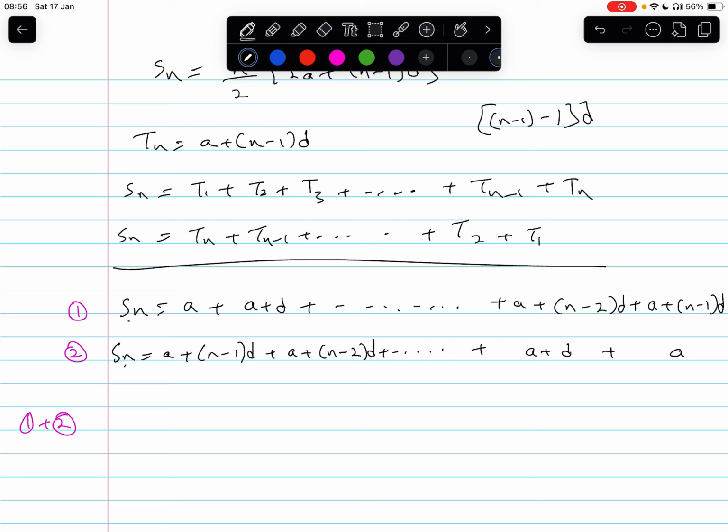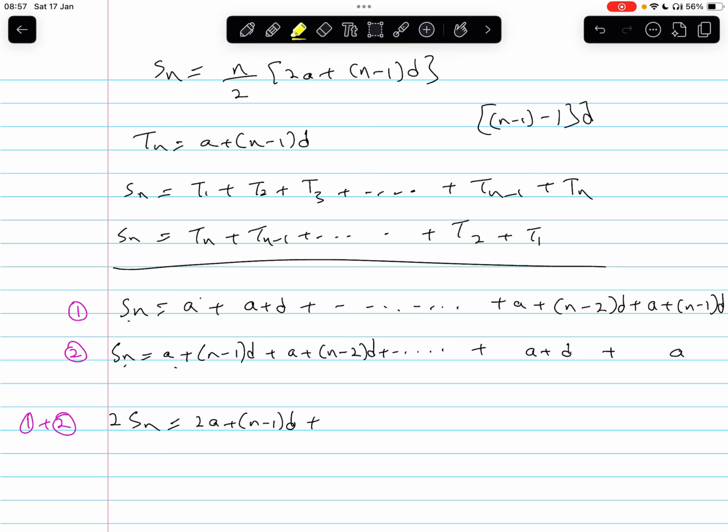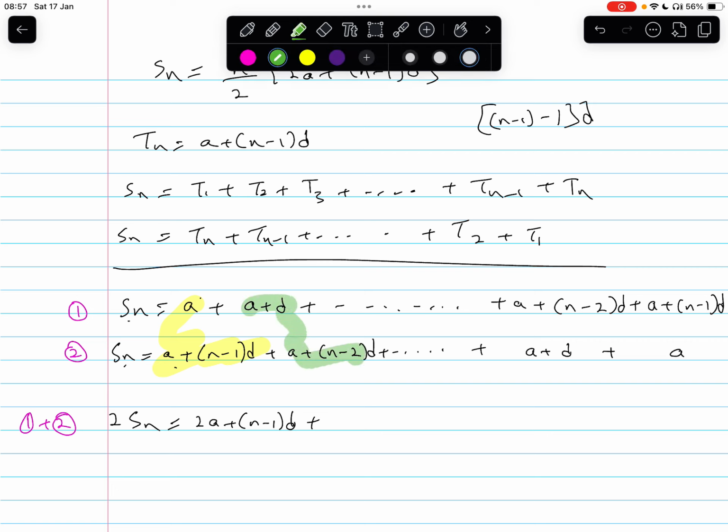We get Sn plus Sn, that's 2Sn. So we're going to add the first term with the last term, second term with the second last term, corresponding like that. So here we get 2a plus n minus 1 d. Now we add this: a plus a, that's 2a. d plus negative 2d, we are going to be left with minus 1d.